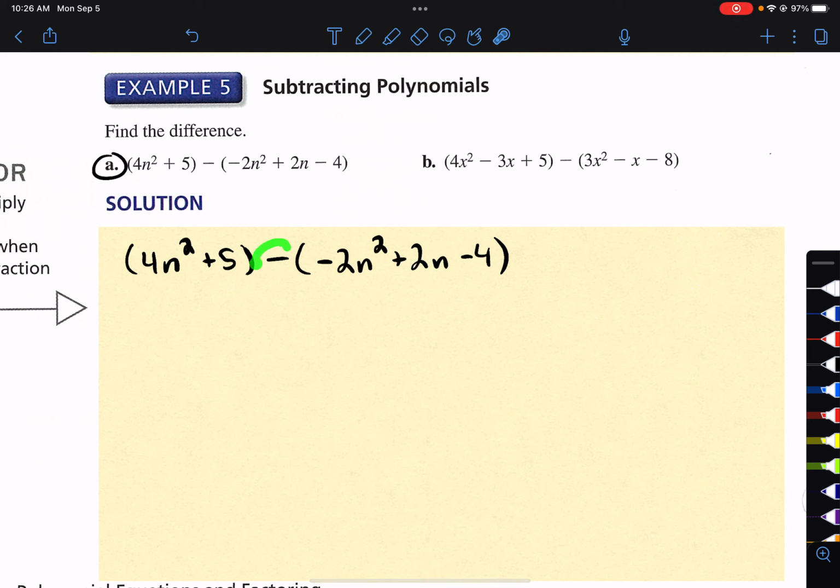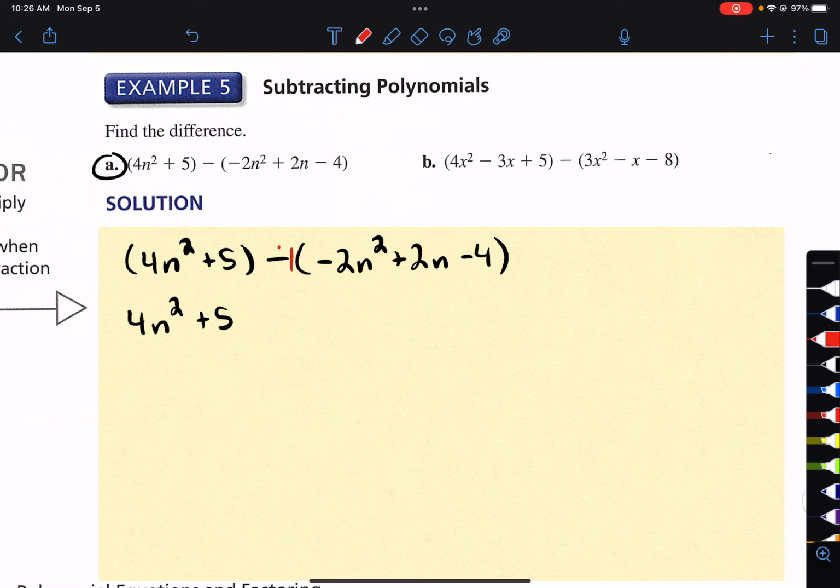So this negative in front of the parenthesis, remember that is kind of like having a negative 1 being multiplied by the parenthesis. So what you have to do is take that negative and distribute it to everything on the inside of the next parenthesis that it's attached to. So this 4n squared and this plus 5, I don't have to do anything with those because there's not a negative in front of those parentheses.